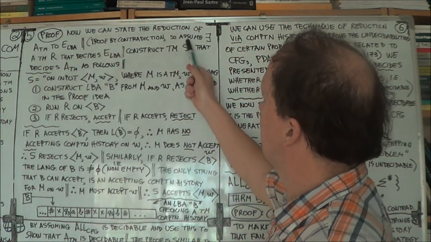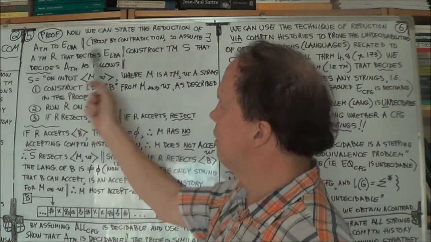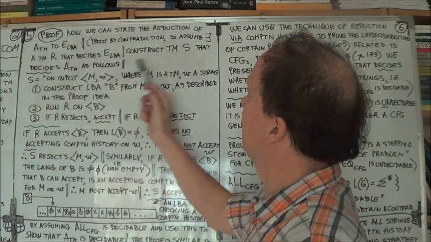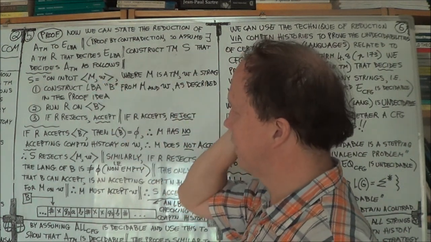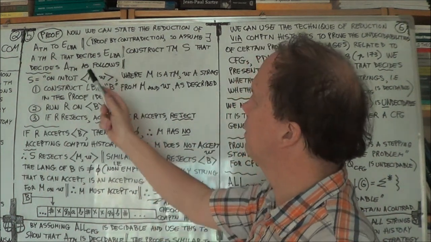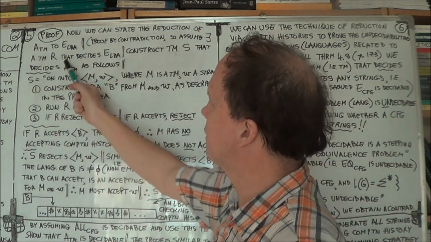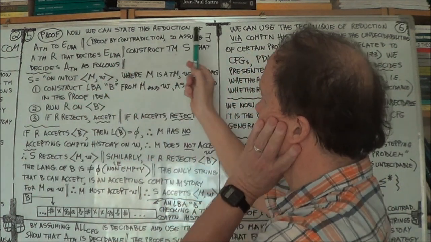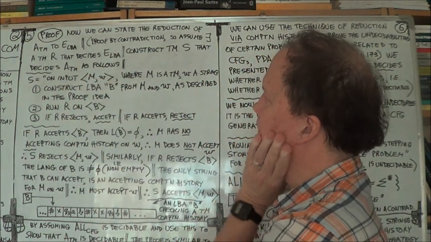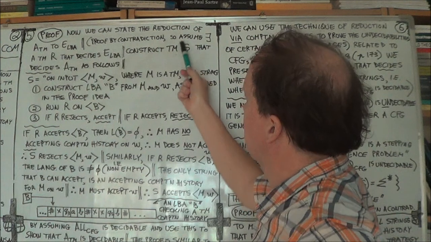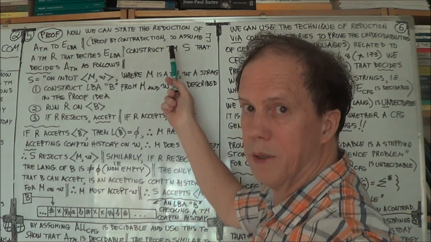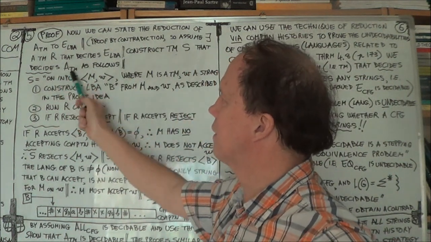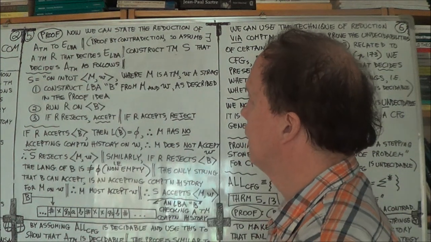Okay, and what are we trying to do with this? Well, we want to have it decide ATM. Now if we can do that, since we have prior knowledge that it's impossible, therefore we know that this is undecidable, therefore this is undecidable. So how, using R, do we construct a larger Turing machine S, an ordinary Turing machine, so that it decides this language? Now how to do it.